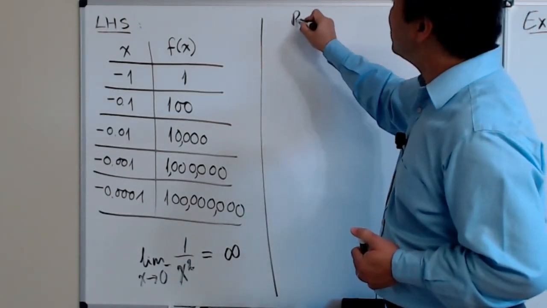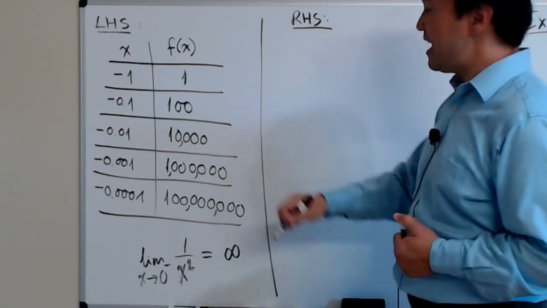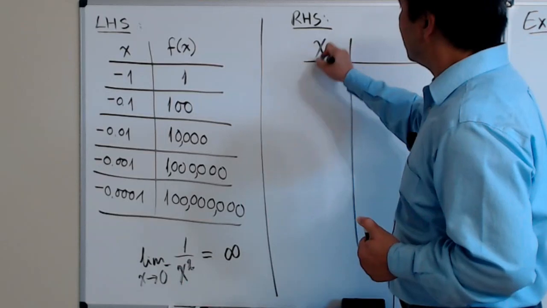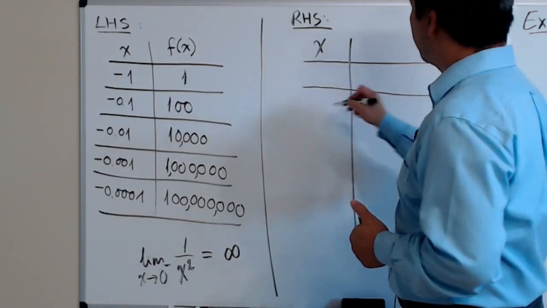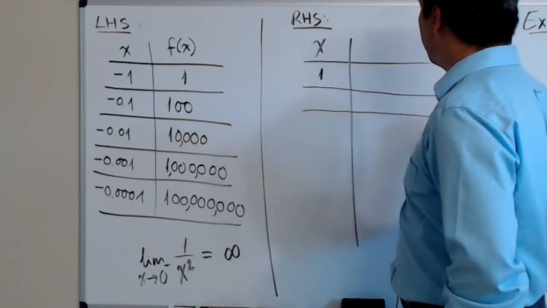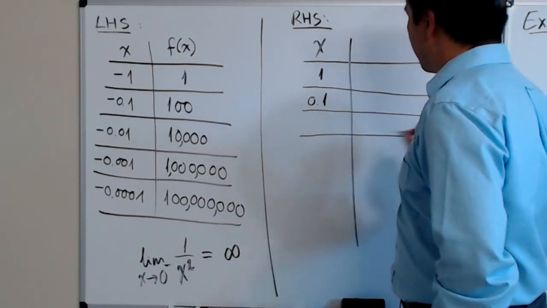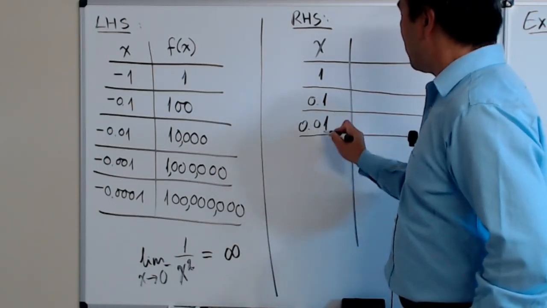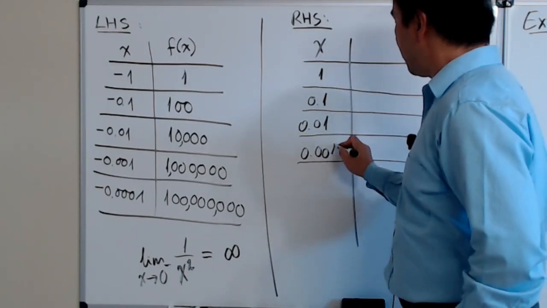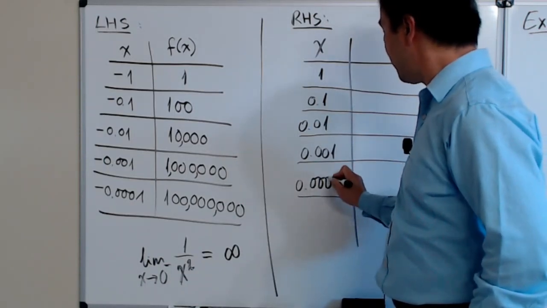So I am going to generate another table similar to the one we've just had. This time, for the x column, I am going to choose from the right hand side of 0. How about x equals 1, and then coming closer to 0: 0.1, and even closer, 0.01, then 0.001, and here positive 0.0001.